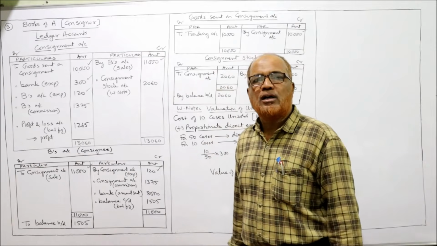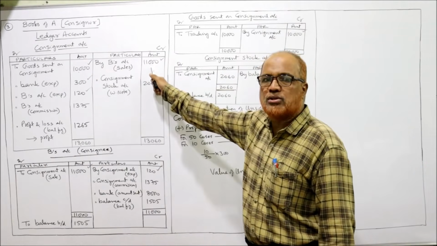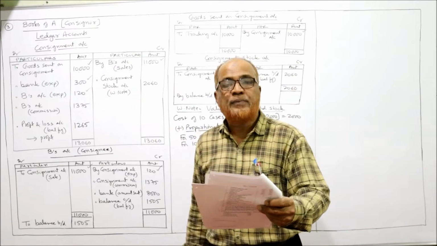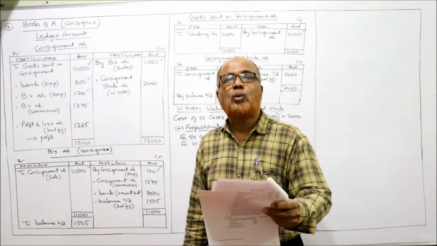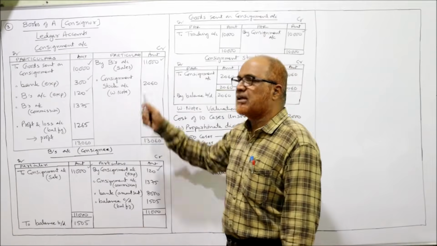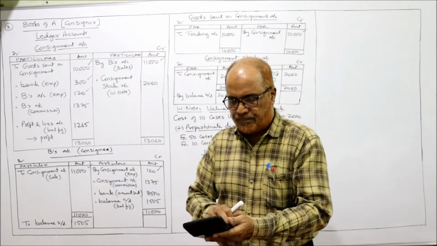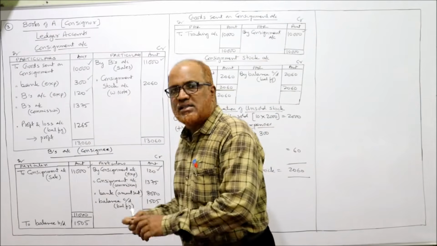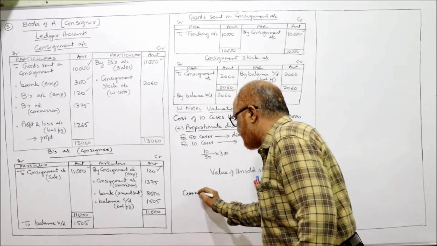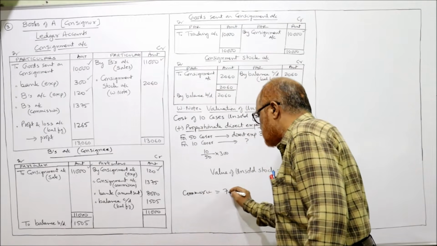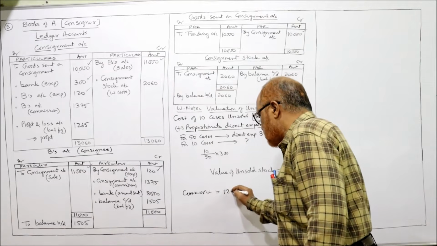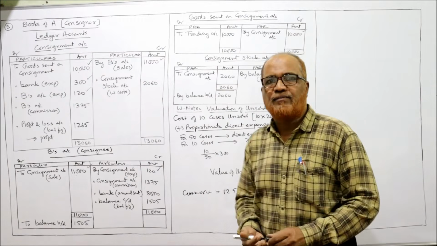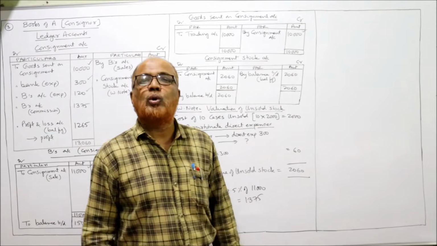Commission will be calculated on the total sales. How much are the sales? 11,000. What is the rate of the commission? Normal commission 5%. Del credere commission 7.5%. So 5 plus 7.5, 12.5. So 12.5% of 11,000. 11,000 into 12.5%, 1375. Here I am writing commission. Commission is equal to 12.5% of 11,000 is equal to 1375. 1,375 is the commission due to consignee.